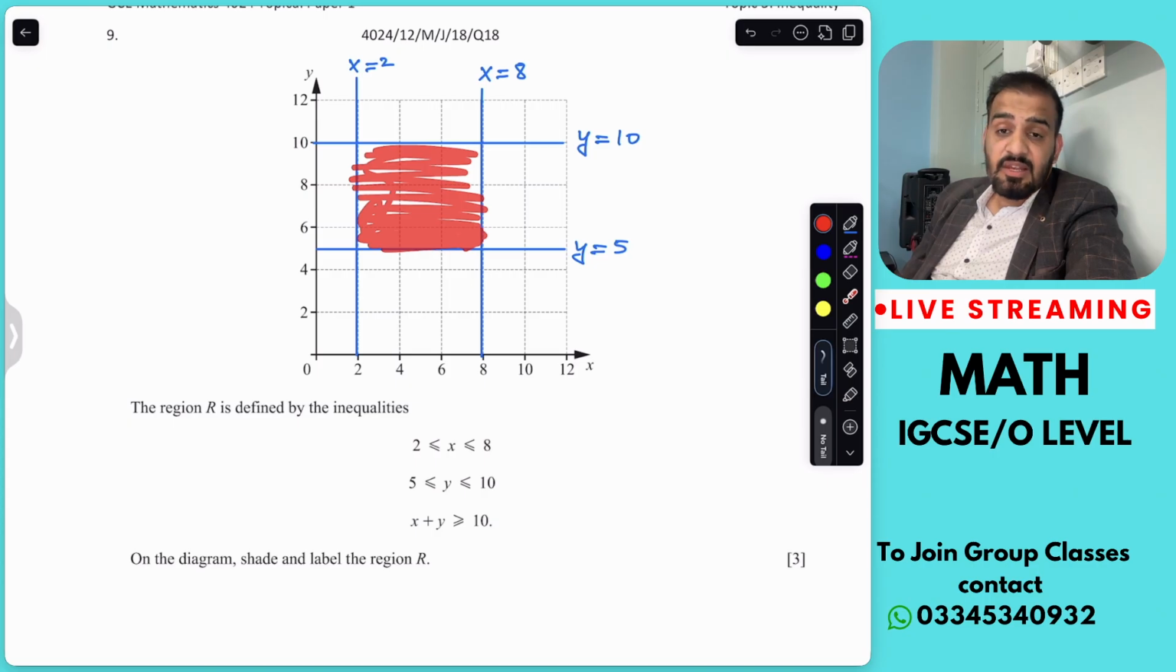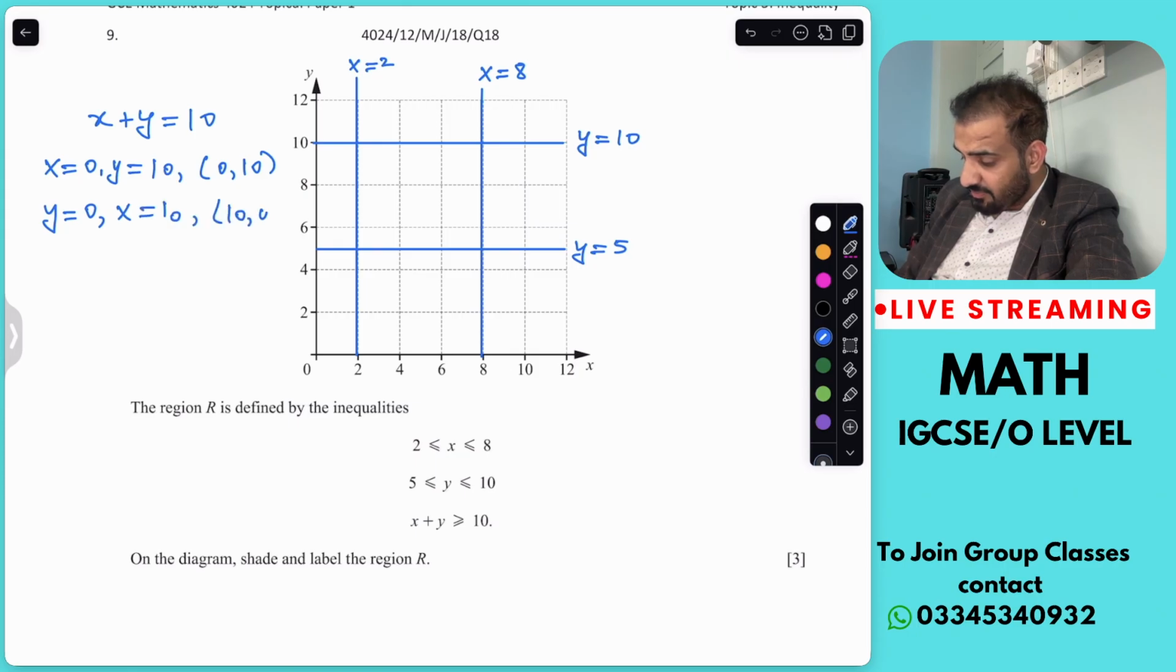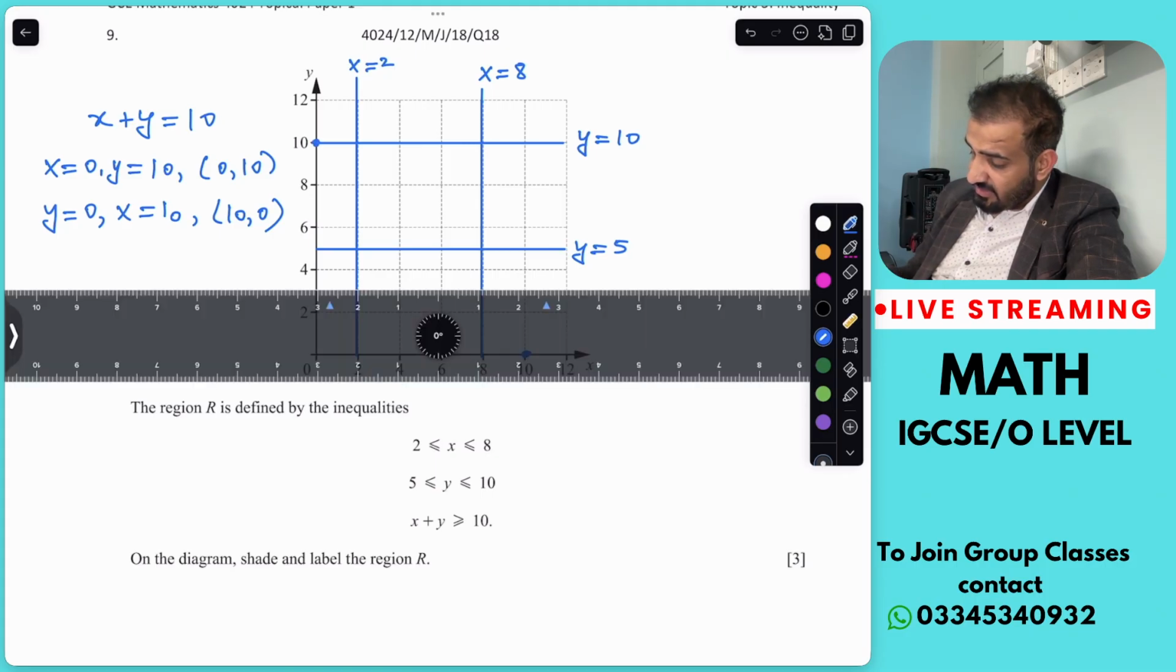But there is still one more inequality, that is x plus y greater than or equal to 10. We have to do some work on this. So x plus y equals 10. मैंने आपसे क्या कहा था? Let's substitute x 0. You will get y 10 and you will say the point is 0 comma 10. Put y 0, you will get x 10. The point is 10 comma 0. So the points are 10 comma 0 and 0 comma 10. Now let's join these points with the scale.